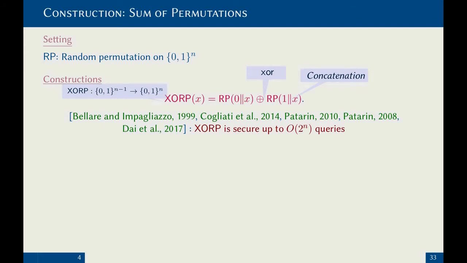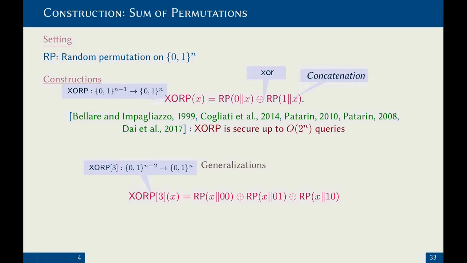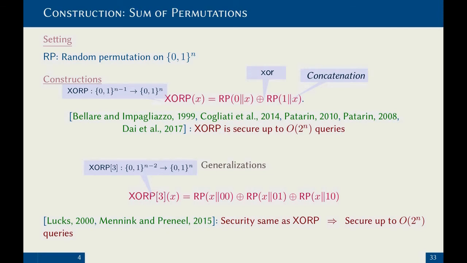A series of works led to the result that XRP is secure up to order of 2 to the n many queries. That is, at least order of 2 to the n many queries are required to distinguish XRP from a pseudorandom function. Now, this simple construction can be generalized in various ways. XRP3: in this construction, the random permutation is queried at three distinct points, and the output is the sum of the corresponding outputs. So, XRP3 is a mapping from {0,1}^(n-2) to {0,1}^n, and there are a few works that imply that XRP3 is secure up to order of 2 to the n many queries.